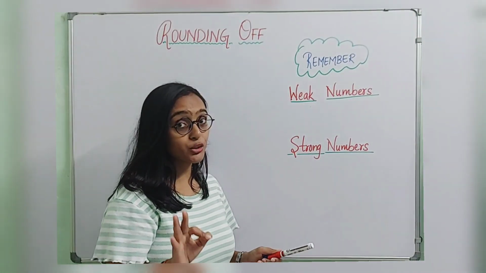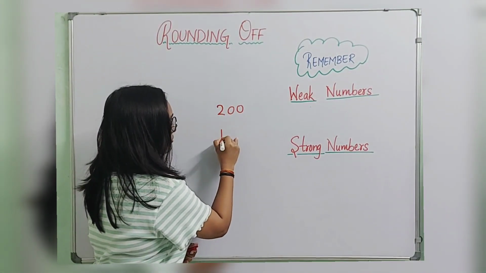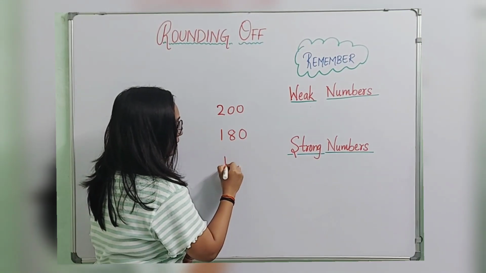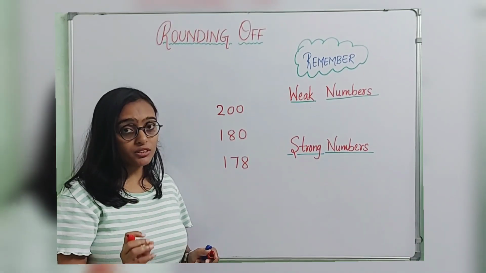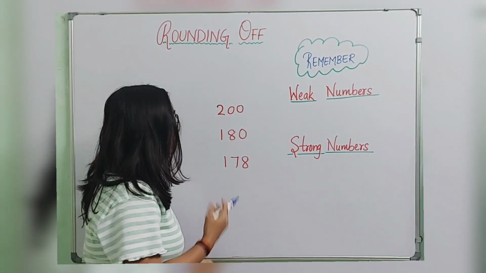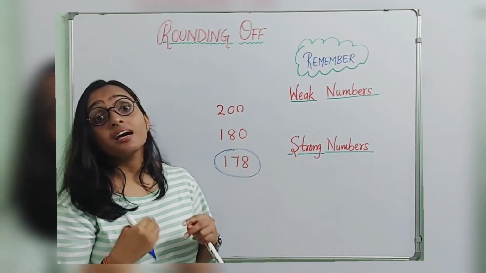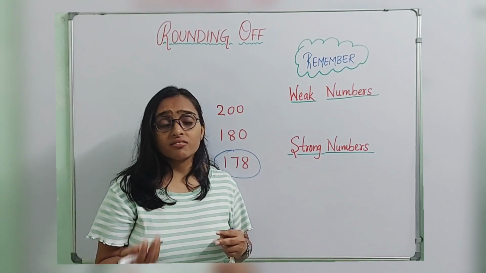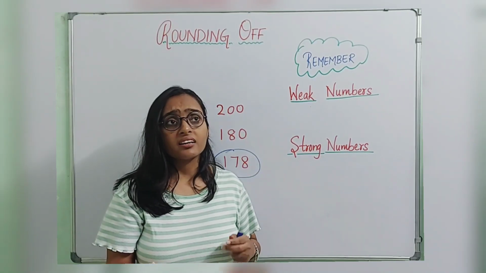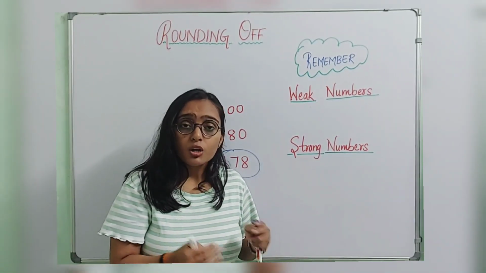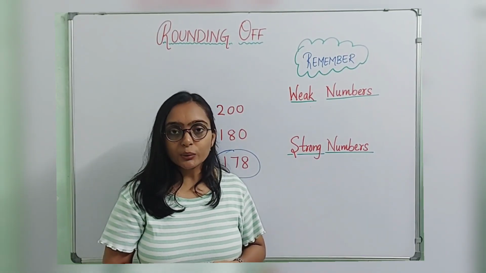So here I have used three numbers: 200, 180 and 178. The exact number of students in my class is 178. 180 and 200 are its approximate values. If my friend asks how many students are there in my class, she doesn't want the exact figure. So in that case I can say, okay, in my class there are almost 200 students.